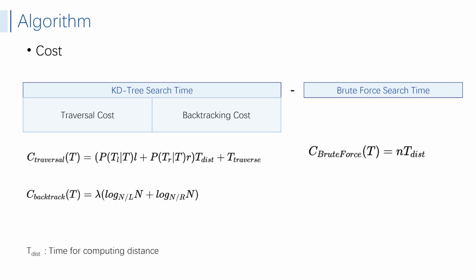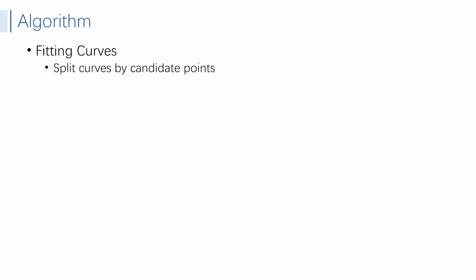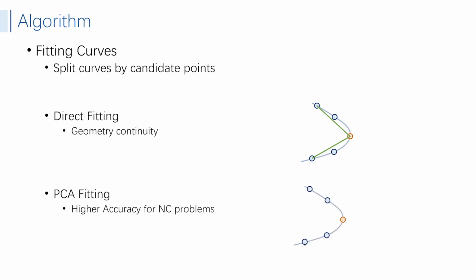As we finish the construction of the KD-tree, it is time for fitting curves. Like previously stated, we mark some sample points as candidates to split the curve. Now, we apply these points and obtain curve segments. For each of them, we fit it into a real segment. Here, we can directly connect the ends of the curve segment to fit it, which ensures geometric continuity. While fitting curves with PCA will provide a higher accuracy for our nearest curve problem, since PCA is able to find the projection axis with minimal reconstruction error.